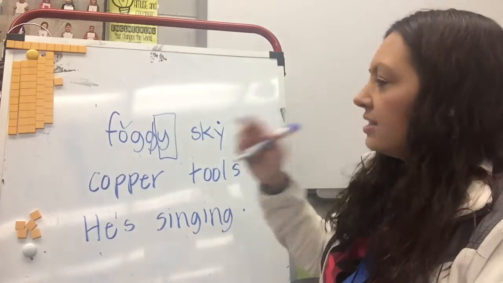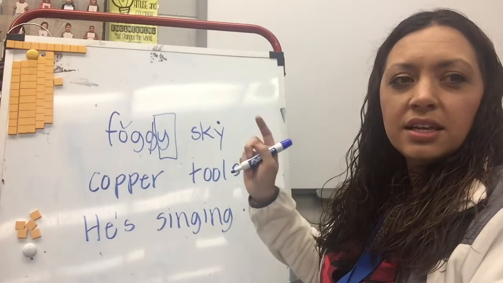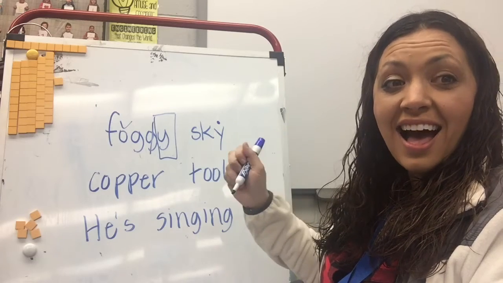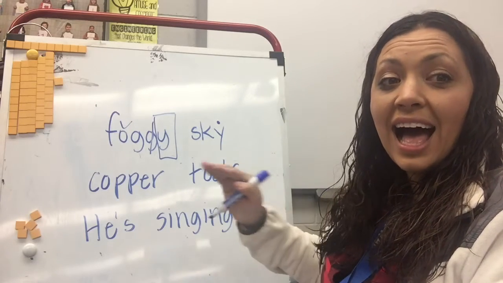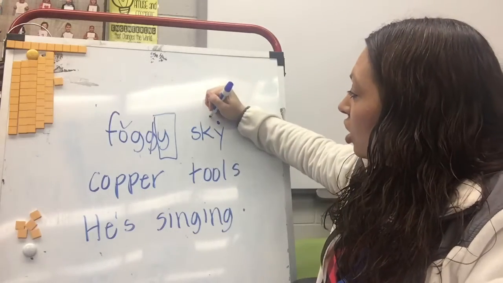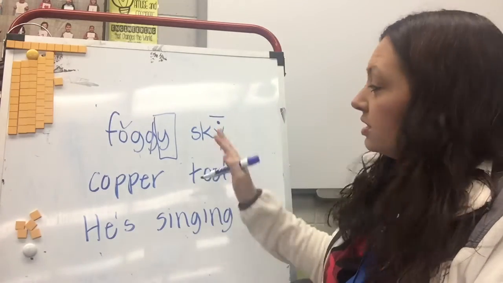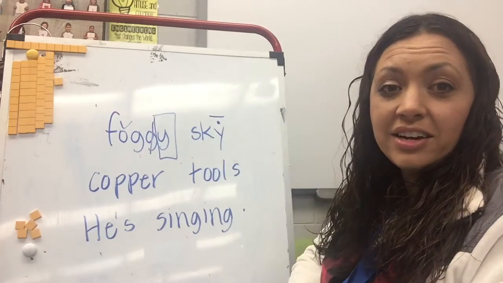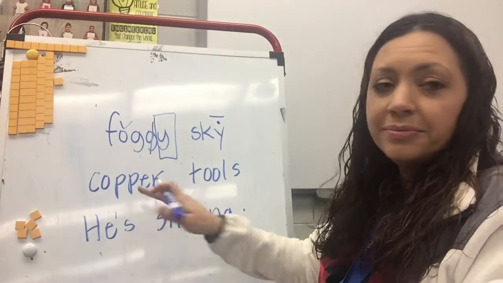So let's think about this. I have sk, sk, I, very good. And remember, if it's saying I and saying its name, it's that long sound. So sk, I. So we have foggy sky. Very good. All right, let's look down here.